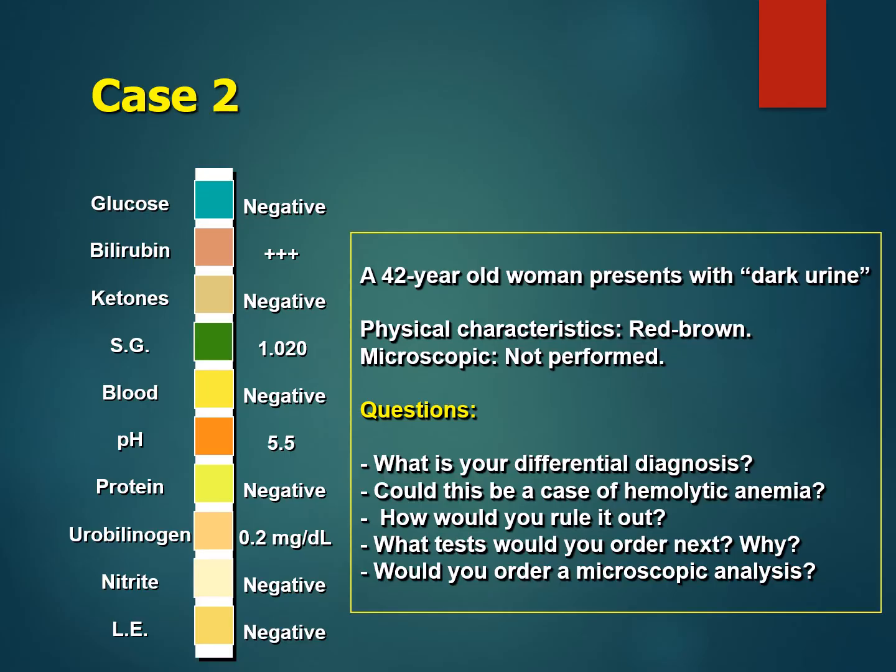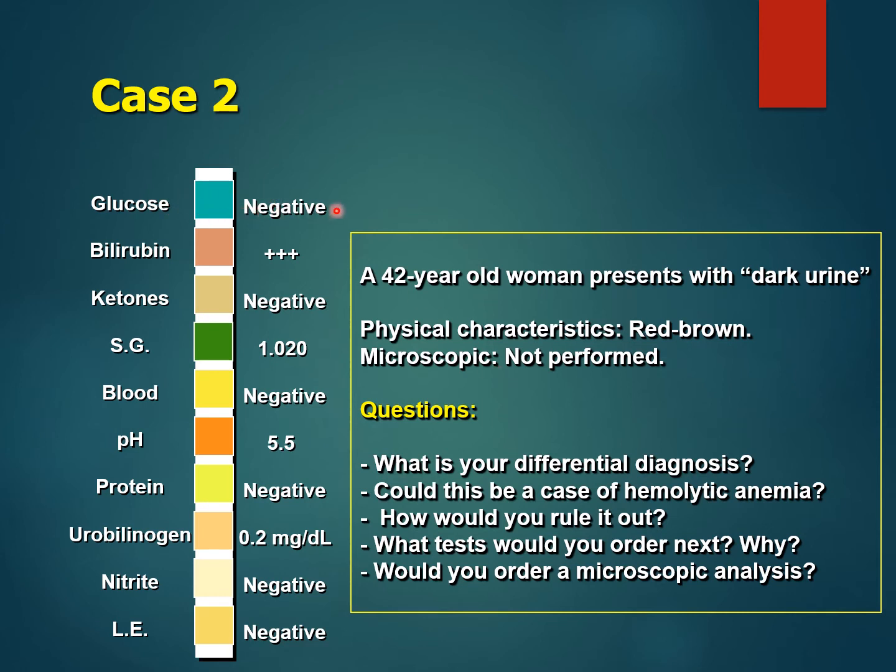Really. In this another patient, we have a 42-year-old woman with dark urine, physical characteristic red brown, dark, tea colored, and microscopic examination not done. Let us see if we need it or not. Let us read what the dipstick is saying.